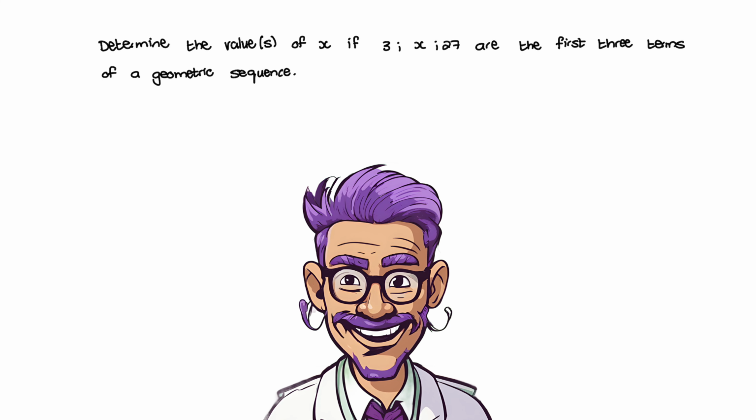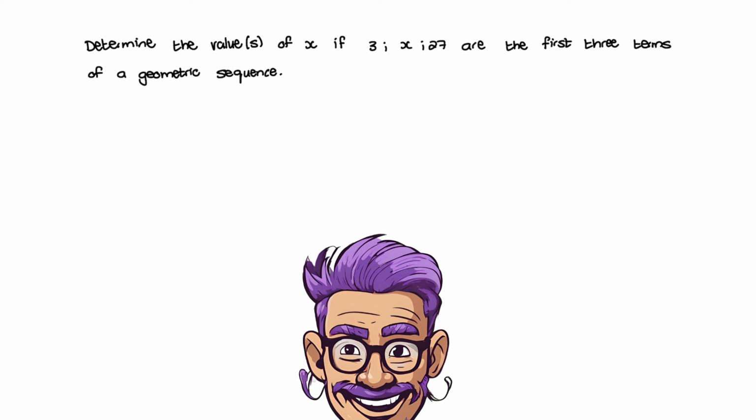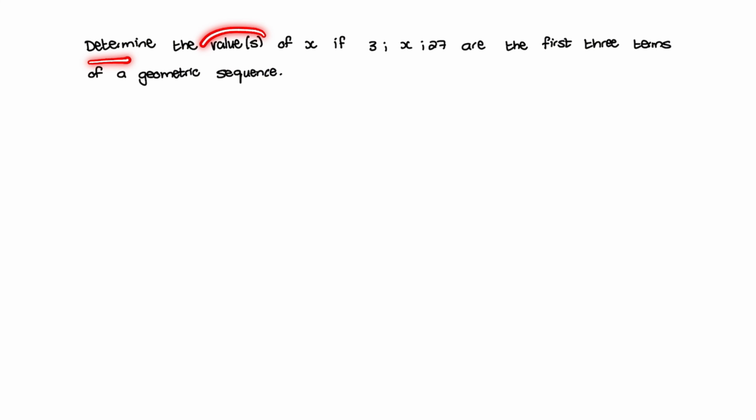Welcome to Mathenatic. We are busy revising sequence and series for paper 1. Determine the values of x if 3, x, 27 are the first three terms of the geometric sequence.